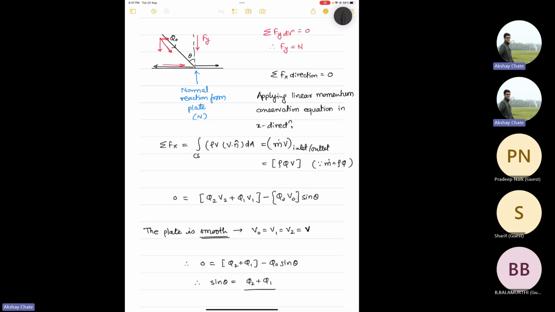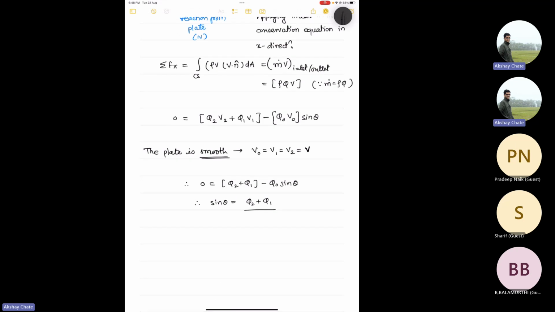Did I make a mistake again? There is one negative sign coming up. Yeah, there should be a negative sign, because let me draw the control volume properly. Only the x direction I'll draw. So what is happening in our control volume is Q2 is going out here, Q1 is going out from here, and there is one Q0 sine theta component that is coming in from here. And one V is going out here and the other V is going like this.